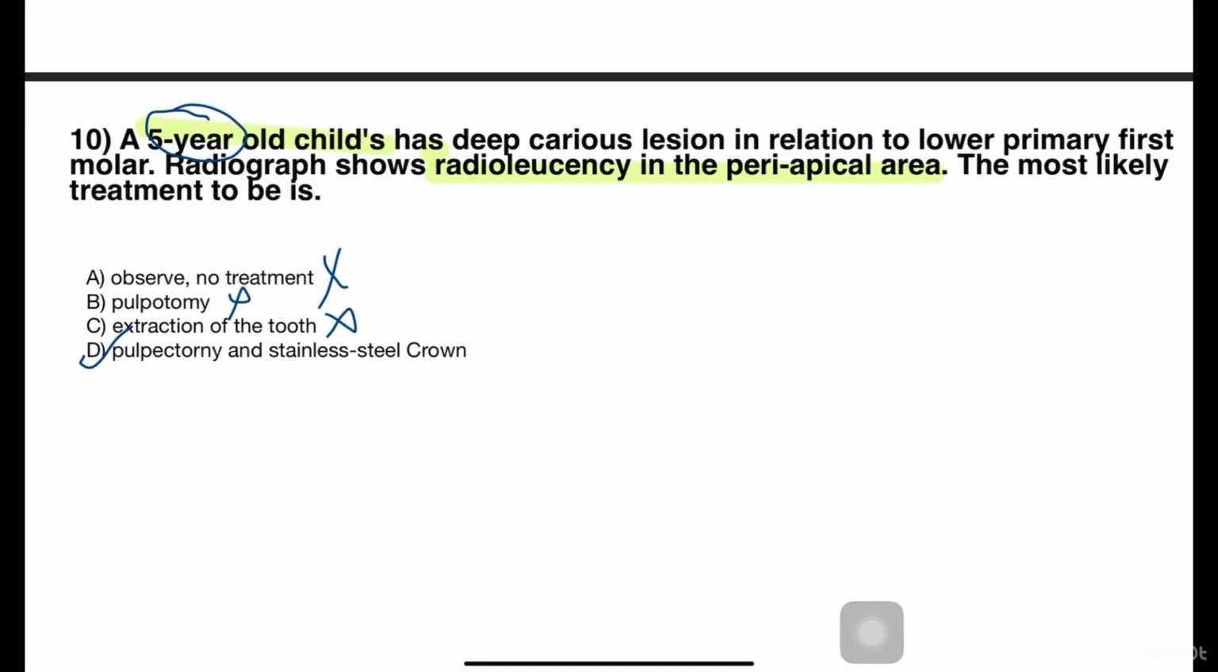So pulpectomy and stainless steel crown has to be given. Now why not extraction? Because 5 years is not the age at which the underlying premolar which is developing will erupt. It will take time. If we extract the tooth, it will lead to malocclusion, so we have to preserve that tooth. Therefore we go for pulpectomy and stainless steel crown.